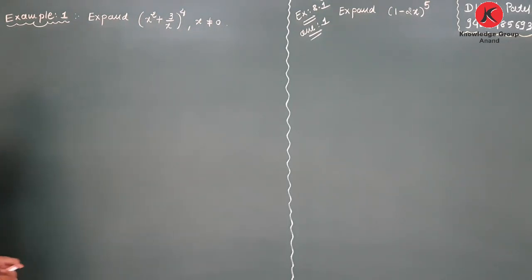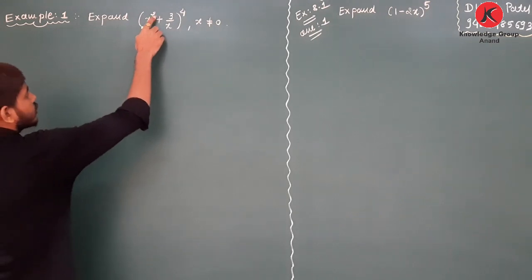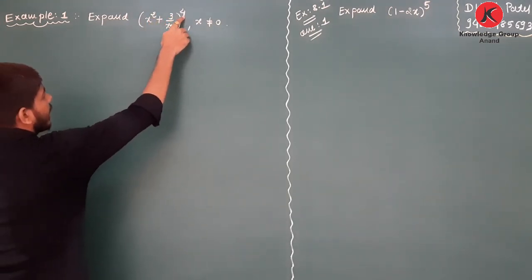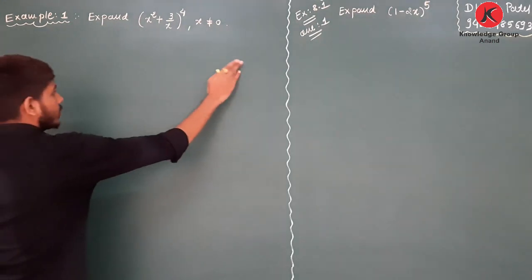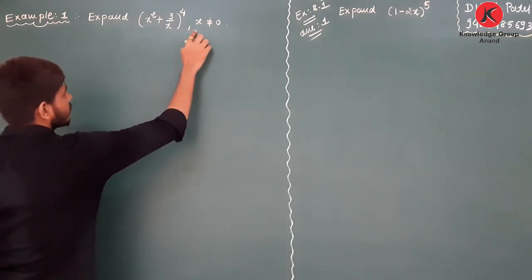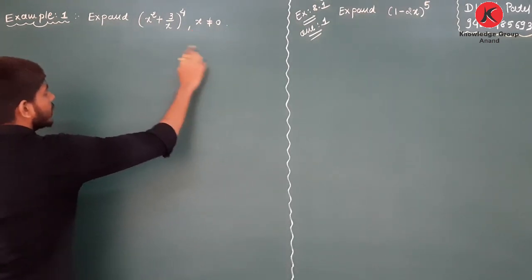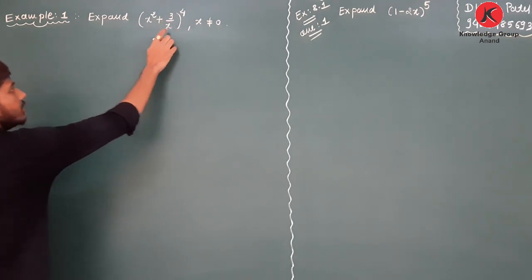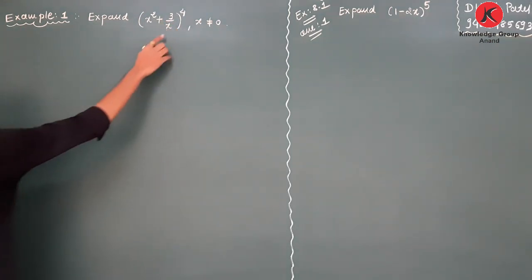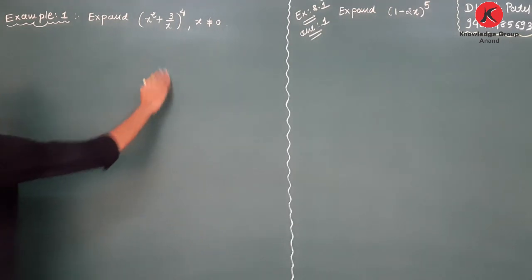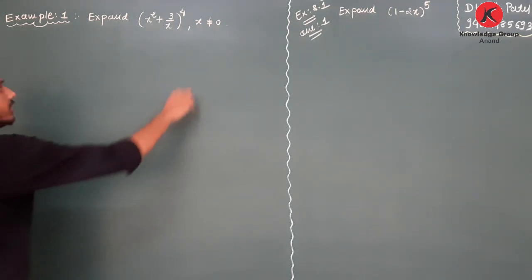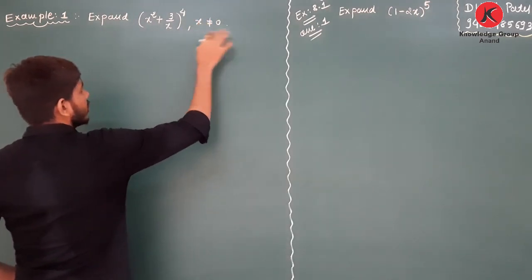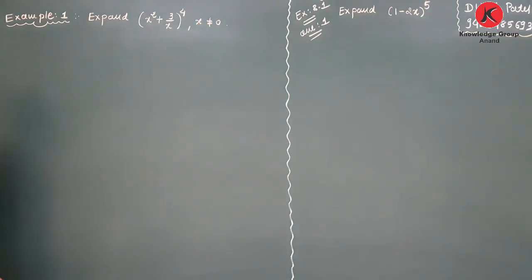Example number 1: expand (x^2 + 3/x)^4 when x is not equal to 0. Here x is not equal to 0. This condition is given because x is in the denominator here. But there is no need for this condition in the calculation of the question.